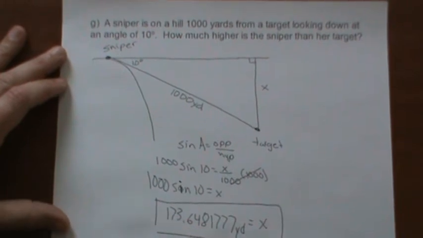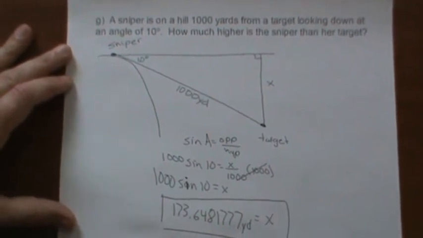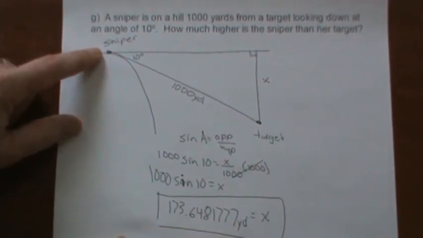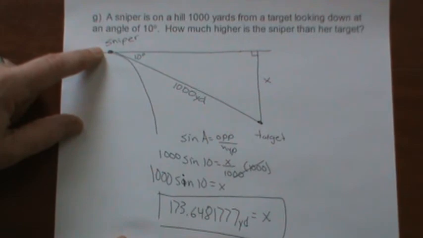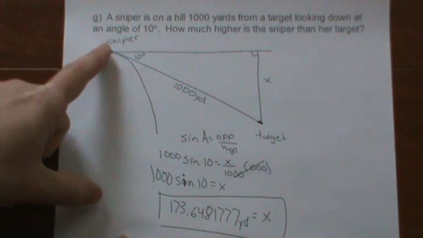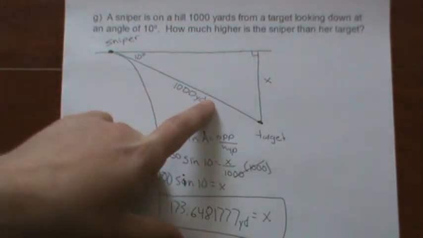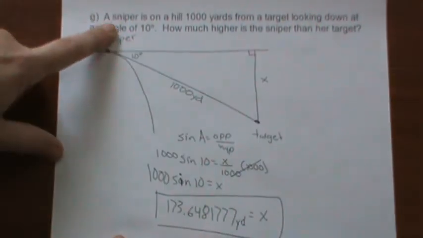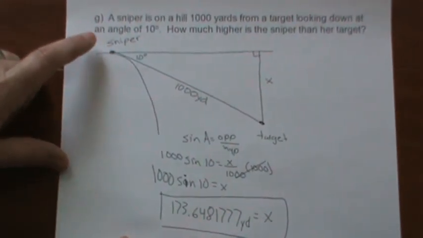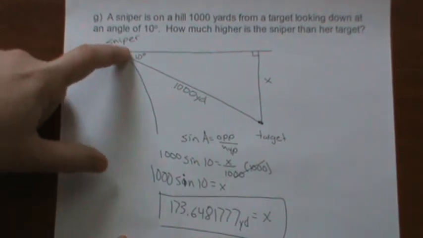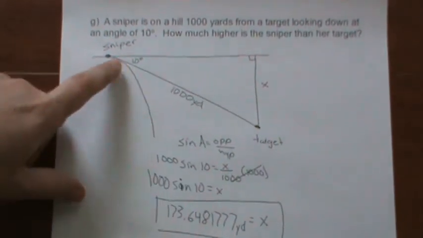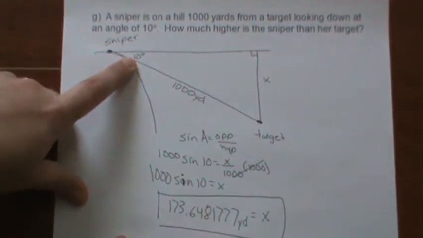In our last example, we're told that a sniper is on a hill. So I have my hill right here, and I have a point representing my sniper 1,000 yards from a target. So we're going to have our sniper looking down toward the target, because it says that he's looking down at an angle of 10 degrees. So remember, we're always working from that horizontal. So we have this horizontal segment. We have our sniper looking down at the target, and he's looking down at an angle of 10 degrees.